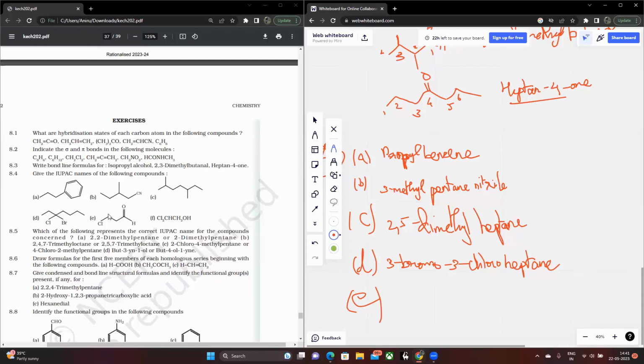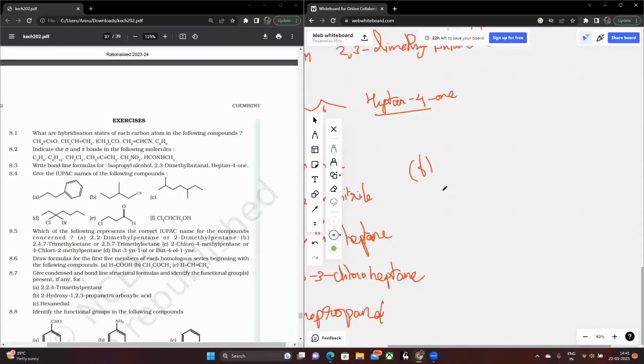This carbon is an aldehyde. You have 3 carbons finally. So this is a propanal and a chlorine attached at the 1, 2, 3 position. This is the third position. So this is 3-chloropropanal, right?